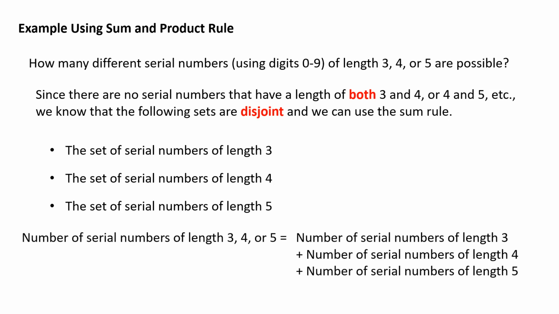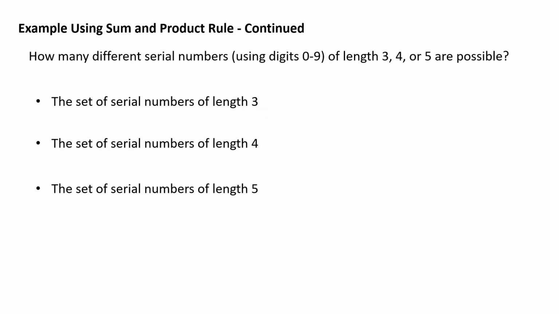So the number altogether of serial numbers of length 3, 4, or 5 would just be the number of serial numbers of length 3 plus the number for length 4 and the number for length 5. So let's go ahead and do that. For serial numbers of length 3, there are 3 slots, and we have the option of 0 up through 9 for each of those slots. So that's 10 options: 10 times 10 times 10, 10 to the third. We would then write it as 1000, but I'm just going to leave it like this for now.